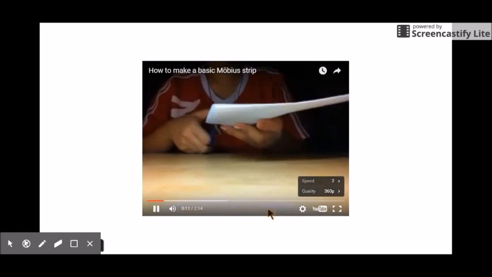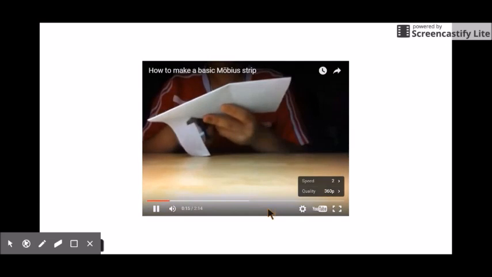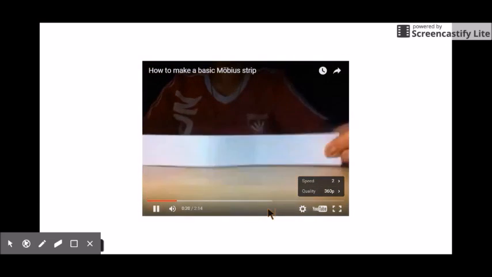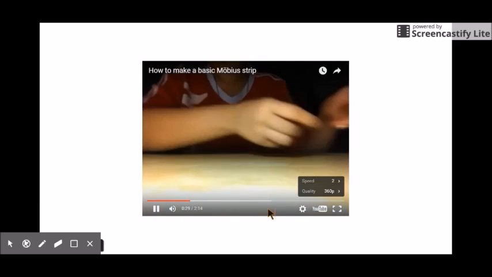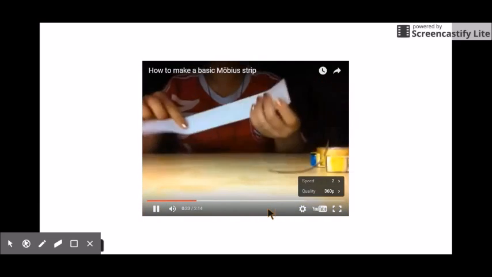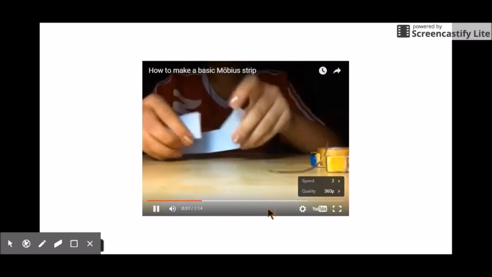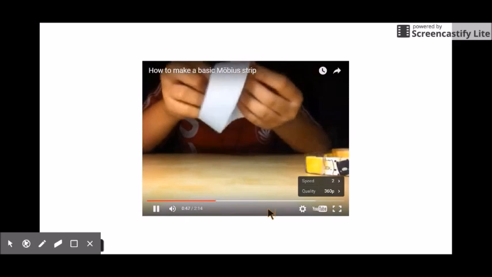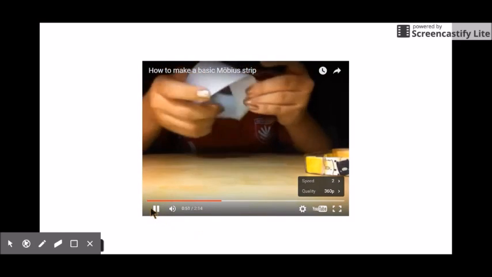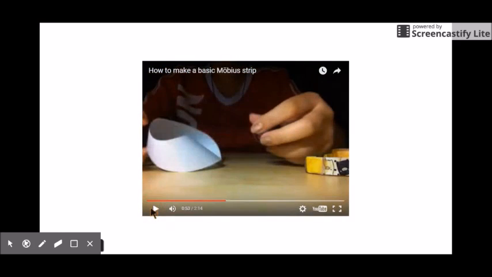So, as you can see, this girl takes a strip of paper and she has to paste it in such a way that there is a half twist. So you twist it in half. You can do this at home. It's loads of fun. And that's it. We call this a Mobius strip.